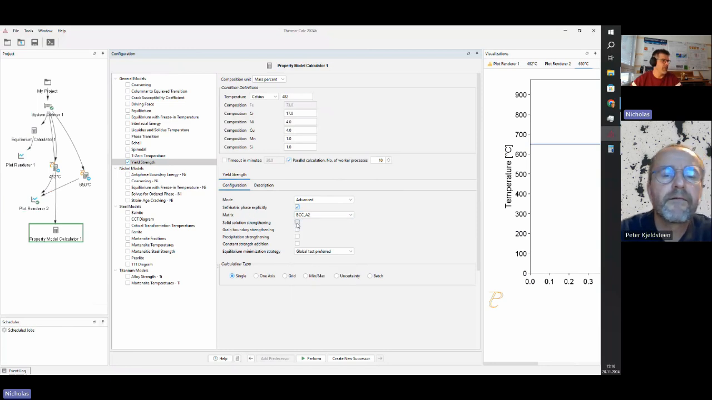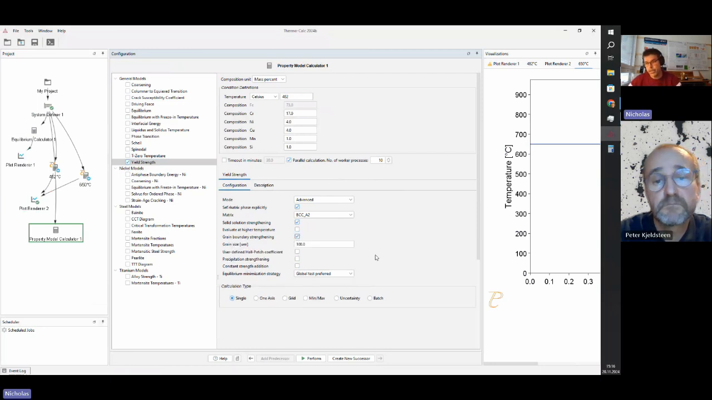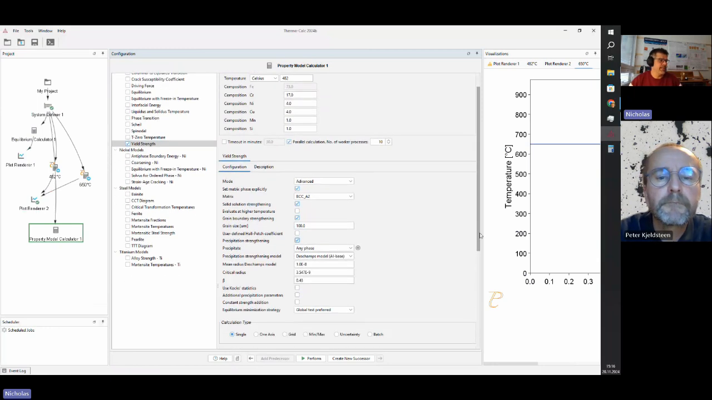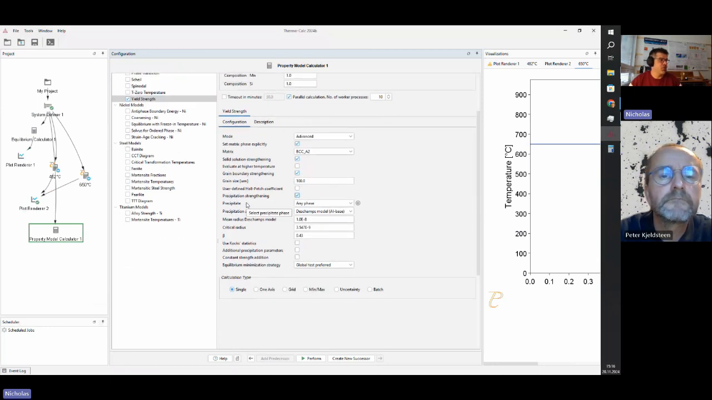Then we have solid solution strengthening. We can have grain boundary strengthening, which is basically Hall-Petch, right? The smaller, the stronger. But here you manually have to set the grain size, so we don't calculate the grain size here in any way. And the most important one is the precipitation strengthening. Again, we have to set which precipitate is the strengthening precipitate, and it's FCC in this case.